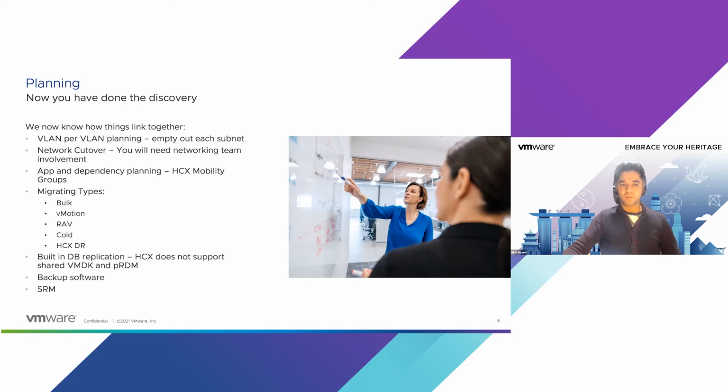A lot of customers have done a VLAN per VLAN kind of plan, where you said, okay, I've got all these VMs in this VLAN 10, for example, and I'm going to move them first, get them all over to the other side, make sure everything's happy and everything's running, cut that over, and then I'm going to move to the next VLAN and to the next VLAN. Very slow, very methodical, and it does have its benefits, right?